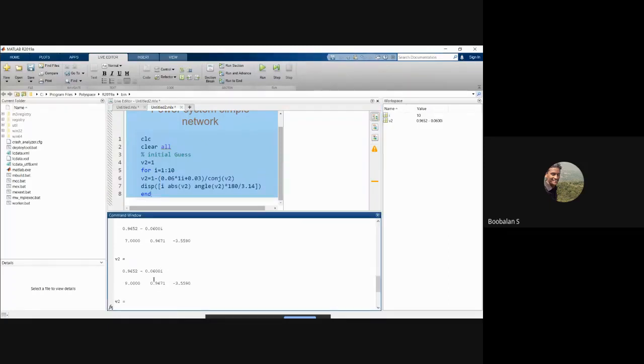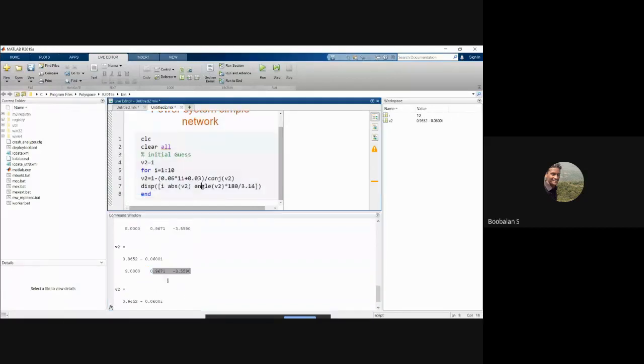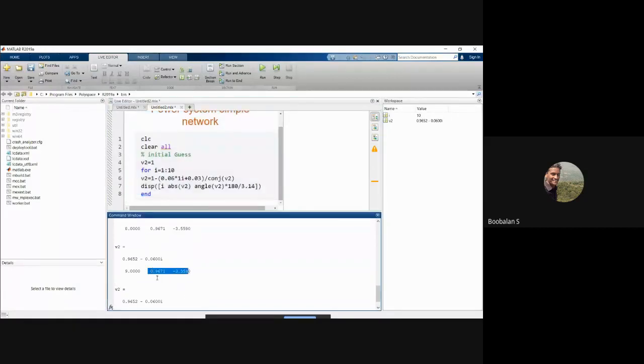Where has it converged? It will be around iteration number 5 that it converged. Right? So look at this: 0.9671, 3.55; 0.9671, 3.55. After this, look, the same value is occurring. It shows that the value has now converged. Right? So at about iteration number 6, this value for V2: V2 the value 0.96 at minus 3.5 degrees. Right?